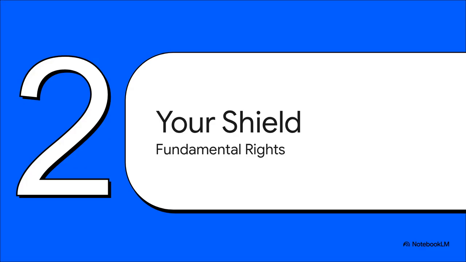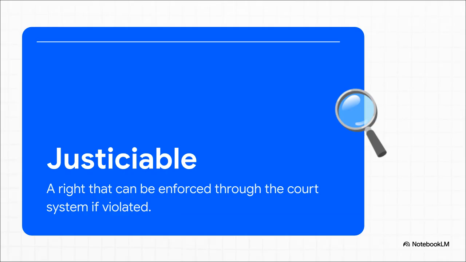Okay, first up, your shield. These are the fundamental rights you'll find in Part 3 of the Constitution, and they're specifically designed to protect you from the power of the state. Now, here's a crucial word you've got to know: justiciable. What this really means is that these rights aren't just nice ideas on paper. Nope. If someone violates them, you can literally walk into a court and demand justice. That's your shield in action.